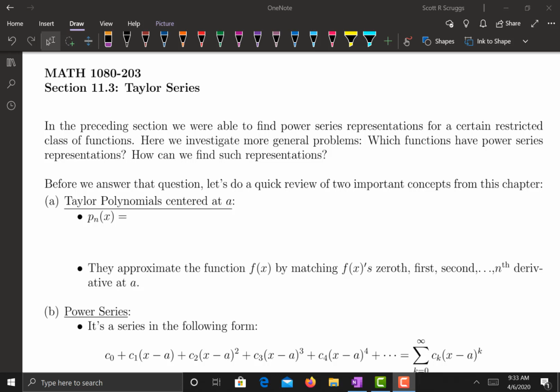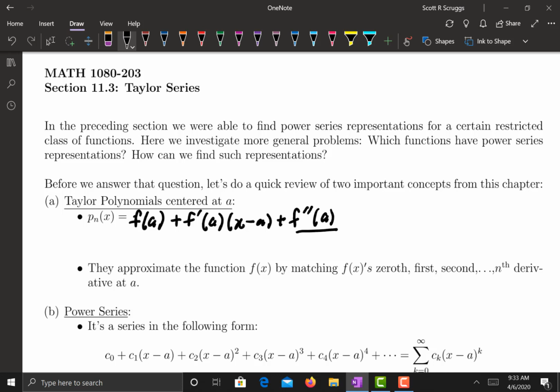If you recall from section 11.1, a Taylor polynomial centered at a is f of a plus f prime of a times x minus a plus f double prime of a divided by 2 factorial times x minus a squared, and I can keep this pattern going.